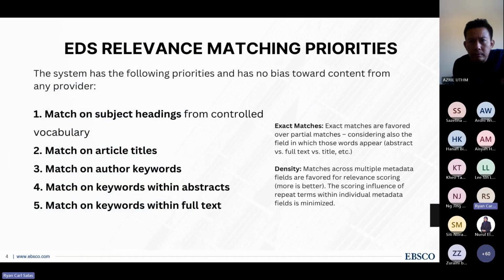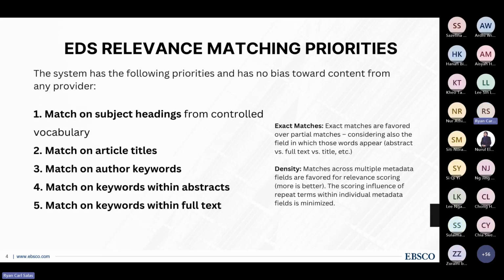Going back, one thing that sets EDS apart from the other platforms is that the system has a feature called relevance ranking. So what is relevance ranking? Relevance ranking is a system that runs an algorithm in the background, and this algorithm will impact how results appear on the first page of the EDS. The main thing that we use here is the field ranking, and the field ranking works by implementing the following priorities to the search results, and it will have no bias toward content from any provider.